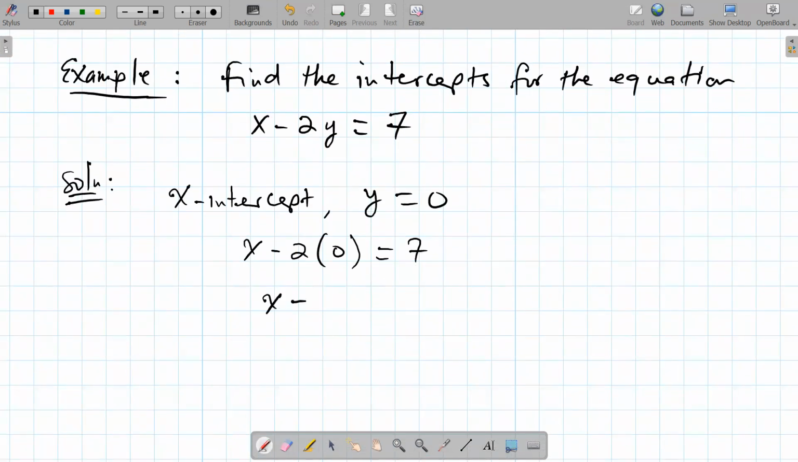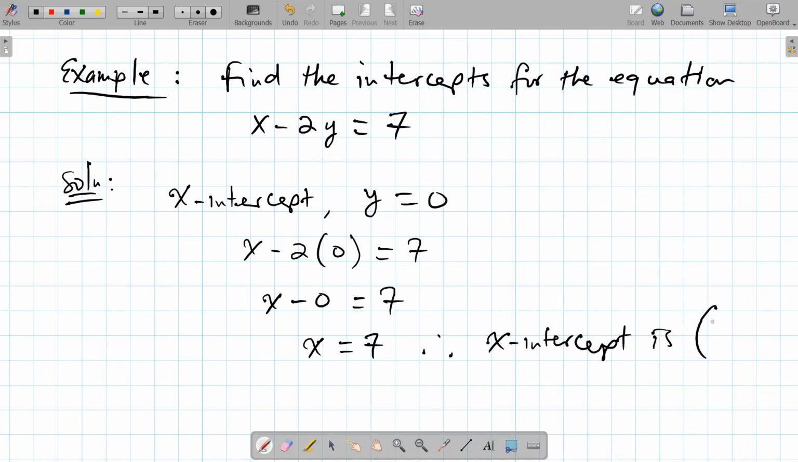And that'll give me 0. X minus 0 is going to be x. So x will be equal to 7. And therefore, my x-intercept is nothing more than the x value, comma, y value 0.